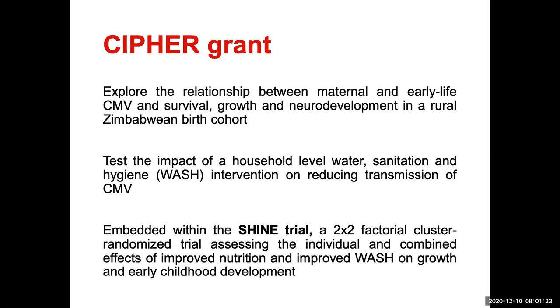So the purpose of this grant, there are a few aims which I'll talk through, but overall is to explore the relationship between maternal and early life cytomegalovirus and the survival, growth and neurodevelopment of children in our rural Zimbabwean birth cohort. This study is embedded within a randomized controlled trial, allowing us to test the impact of a household level WASH intervention on reducing CMV transmission from mother to child. Like I say, this is within a trial called the SHINE trial, which is a 2x2 factorial cluster randomized trial, which was assessing the individual and combined effects of improved nutrition and improved WASH on growth and early child development.